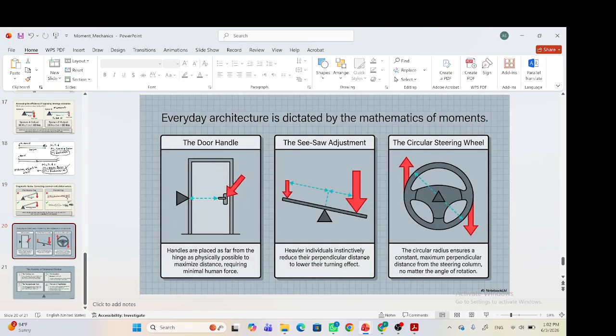And next one, we use the moment to open the door, and we use moment to make things balanced. And in this one, the direction is very important. For example, we have clockwise or anti-clockwise.